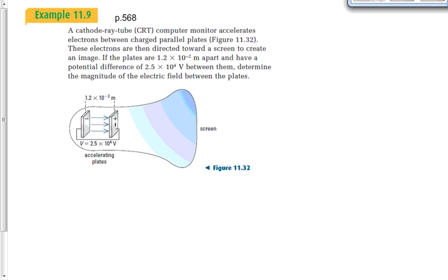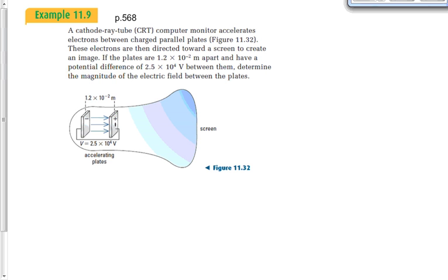All right, let's take a look at one quick example, 11.9 on 568. It says a cathode ray tube computer monitor. We don't even see cathode ray tube computer monitors anymore. They're all LCD screens now. What you see up in the corner there of the classroom, the old television set, that's a CRT television, a cathode ray tube television. You can't buy those anymore. Who wants to even buy them? They take up so much space, they weigh a ton, and they're more expensive than LCD TVs. So why would we even want them?